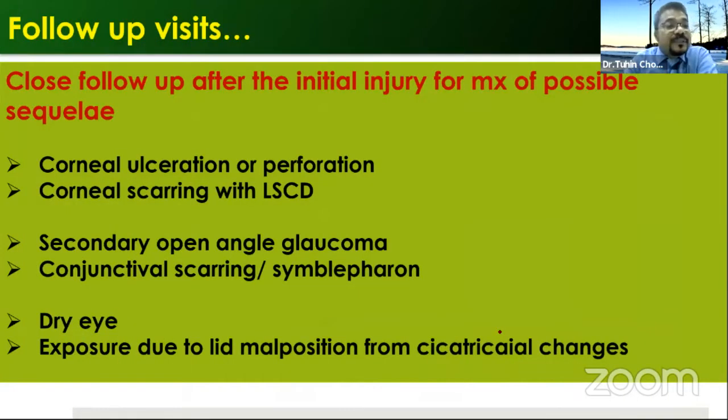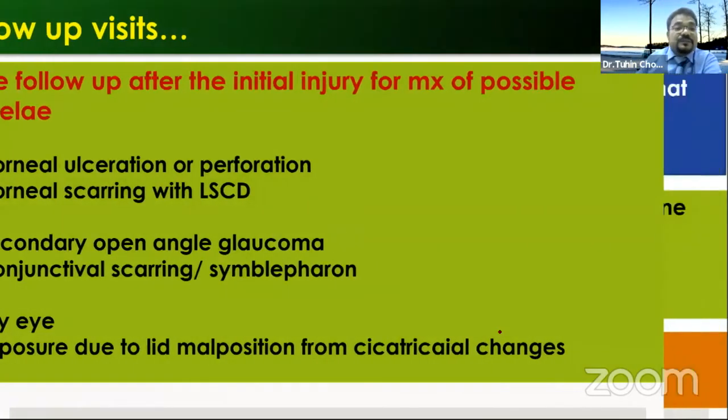So close follow-up with these patients is required to avoid possible sequelae: corneal ulcerations with possible perforations, corneal scarring with LSCD development, secondary open angle glaucoma, conjunctival scarring or symblepharon formation. As I mentioned, these patients may develop dry eye. Exposure due to lid malpositions from cicatricial complications can also be seen in these cases.